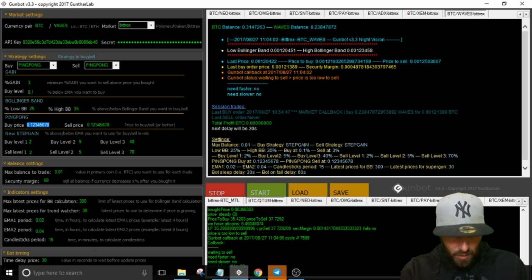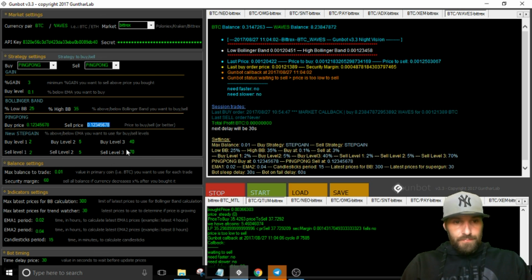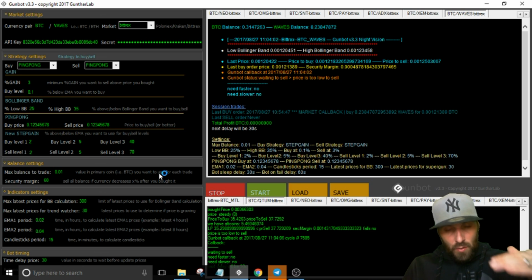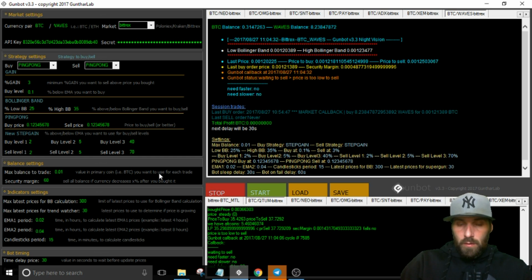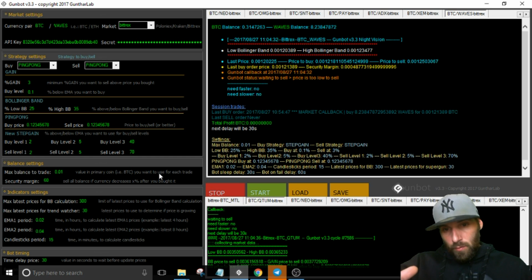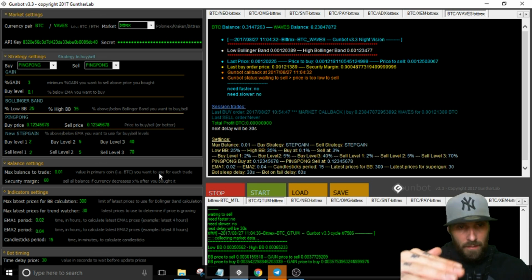So you'd put that as your sell price, 189.775. So what's going to happen is every time it drops to that buy price, it's going to buy. Obviously, that's pretty self-explanatory. Then when it hits that sell price that you specified, it's going to sell it.